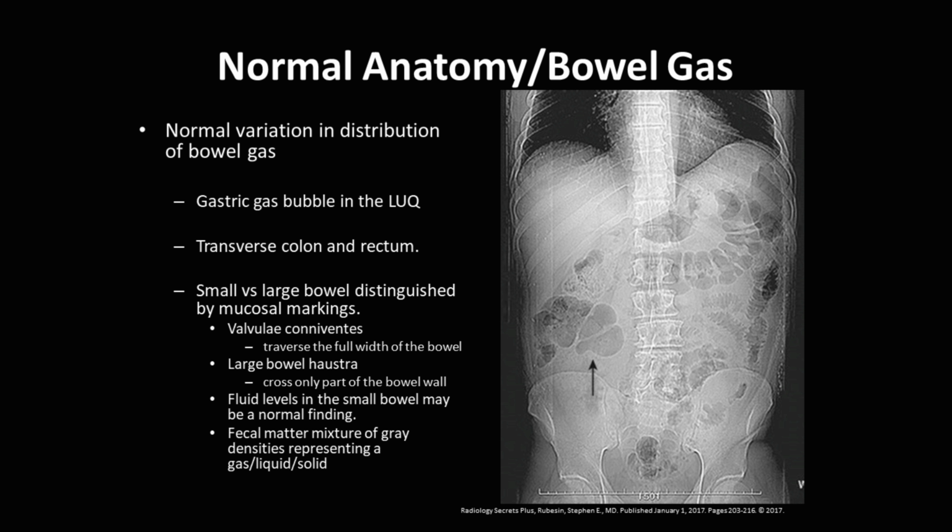This is kind of a complicated image, but I like it particularly because you can see the haustra here in the large bowel. You can see that they don't completely connect, whereas you have the valvulae in the small bowel, and these transverse the full width of the bowel here. Also, normals that you'll see is fluid levels in the small bowel and fecal matter down here, particularly in the rectum. You'll see gray densities that'll change a little bit based on whether it's liquid, gas, or solids.